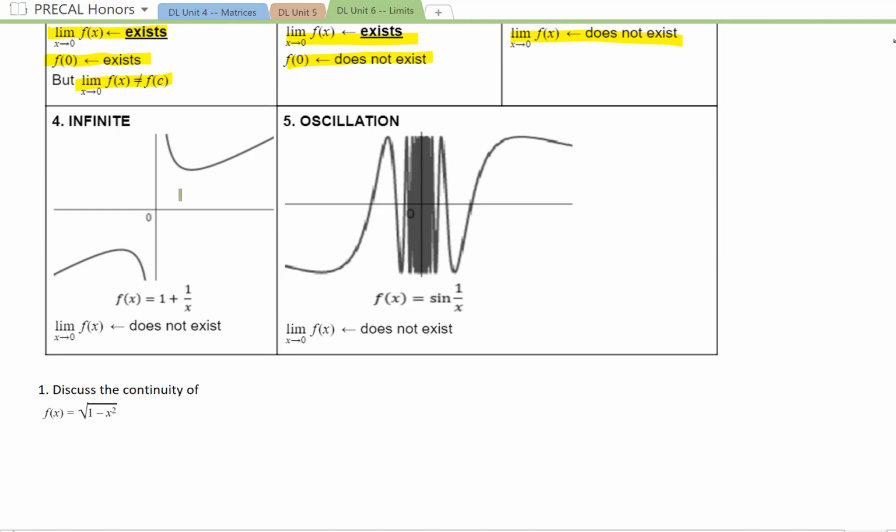Infinite discontinuity, okay, usually refers to a vertical asymptote of some kind where you're going either up to infinity or down to negative infinity. Either way, it's not continuous because something's in the way. And in that case, the limit does not exist. Oscillation takes place when the function is just jumping between several values and basically can't make up its mind where it wants to go, and in that case, the limit does not exist.